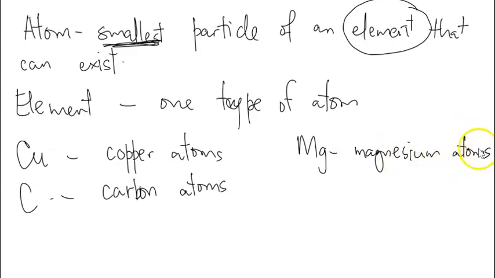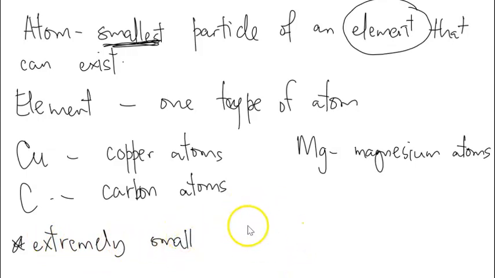Now an atom is extremely small, and if we are to think of the width of an atom, it's considered to be 1.0 times 10 to the minus 8 centimeters.